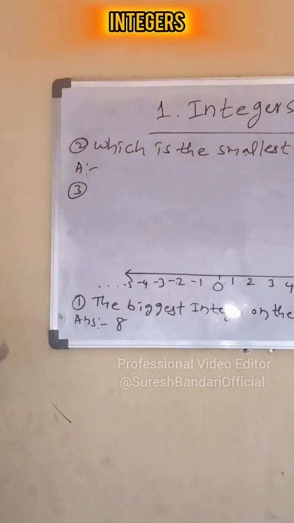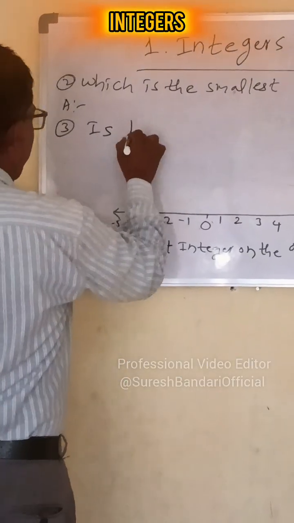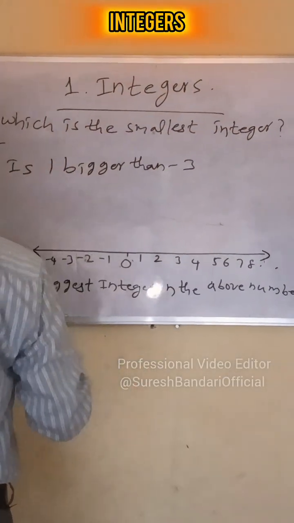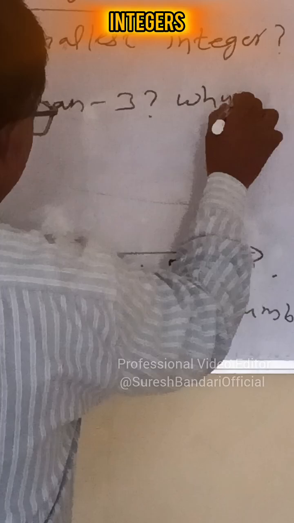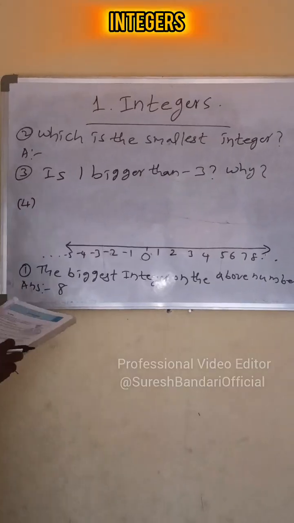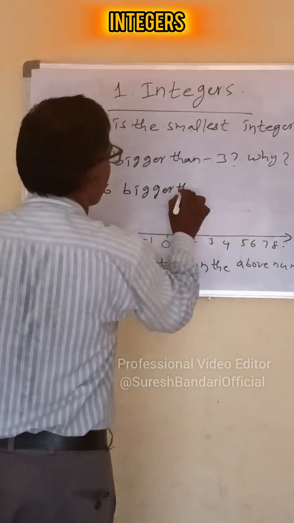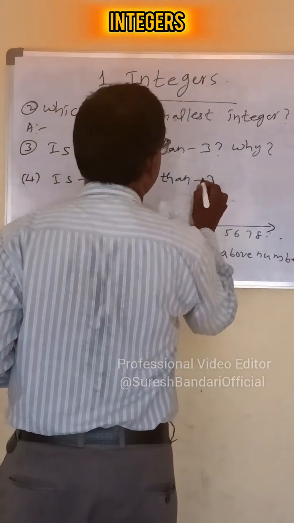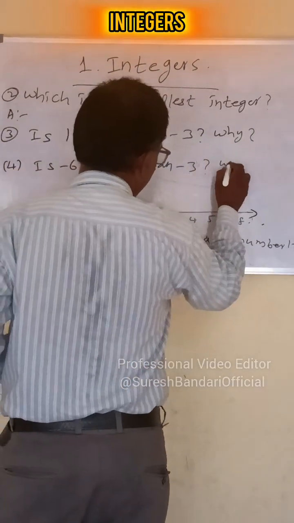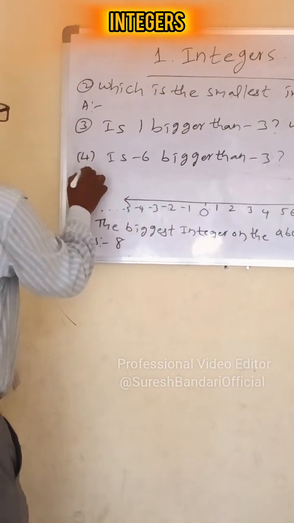Third question: is 1 bigger than minus 3? Why? Next, fourth question: is minus 6 bigger than minus 3? Why?